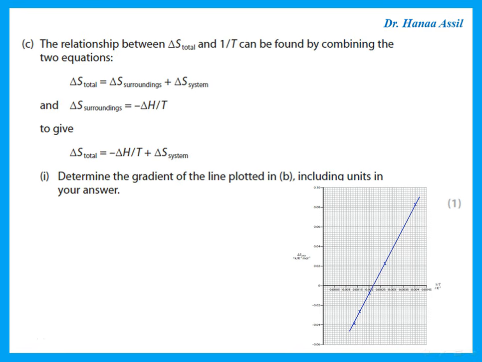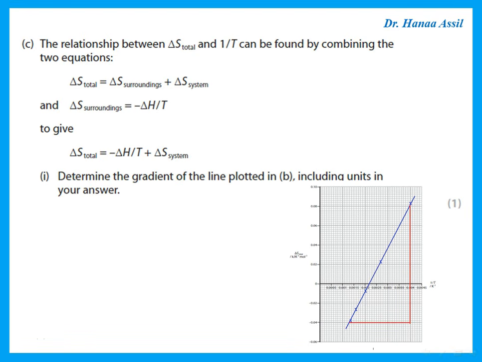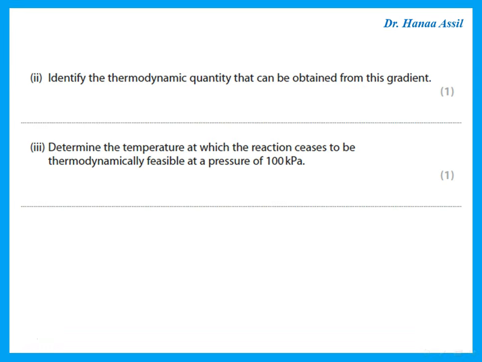Okay, how do we get gradient? You should realize that you use as much of the line as possible, and it is the difference in the y-axis over the difference in the x-axis. That comes out to be around 44 depending on your graph, and the units of course would be kilojoule per mole. Then he says, identify the thermodynamic quantity that can be obtained from this gradient.